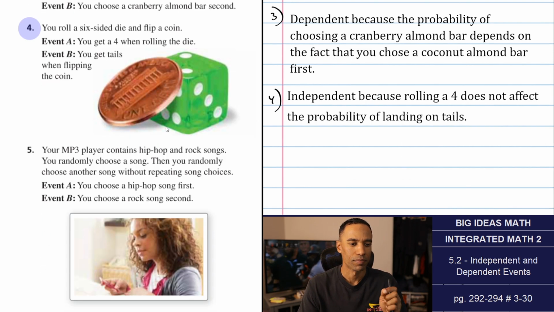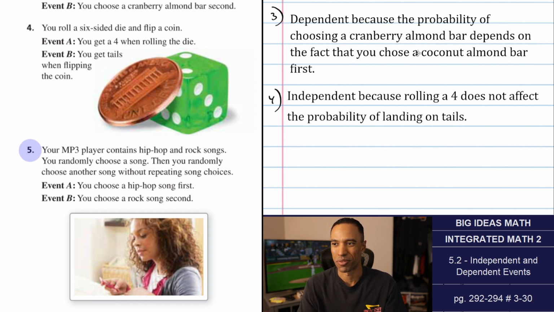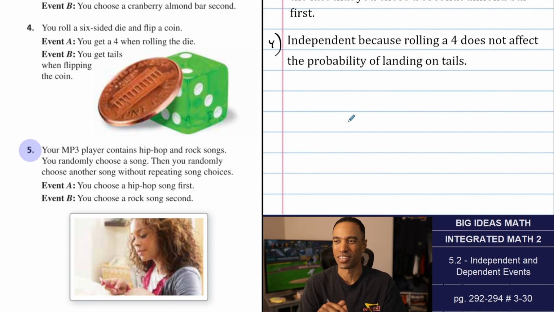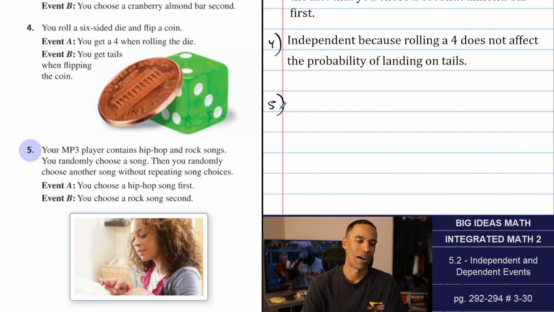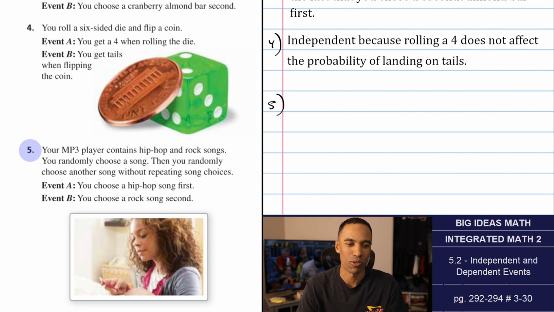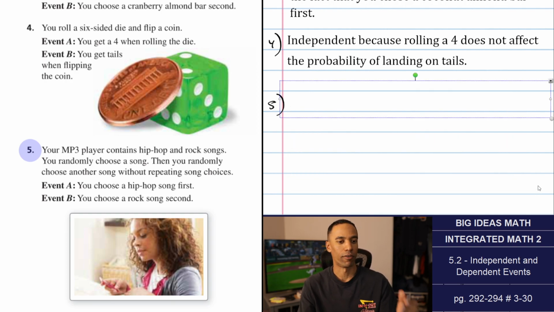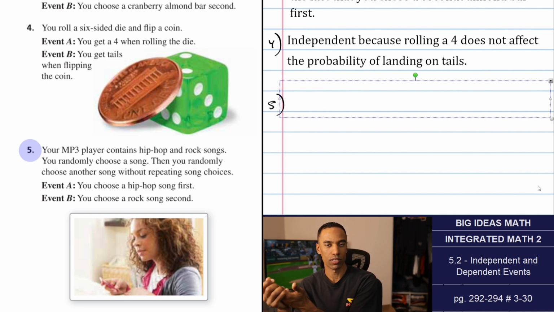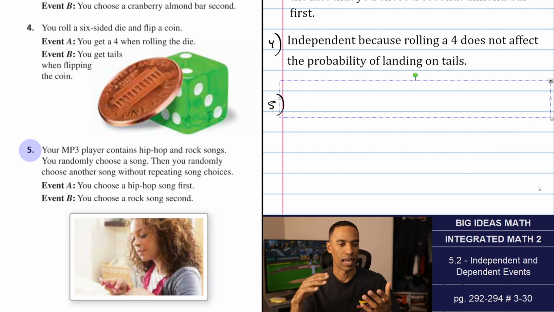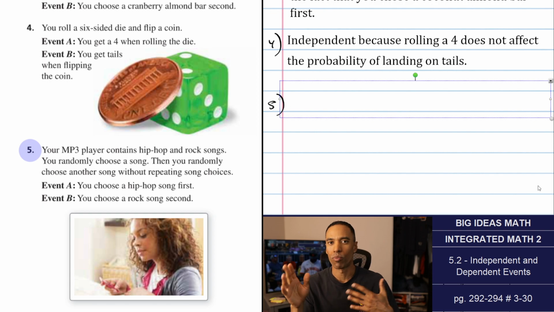Number 5. Your MP3 player. Do you guys know what an MP3 player is? I guess your phone these days. Your MP3 player contains hip-hop and rock songs. You randomly choose a song. Then you randomly choose another song without repeating the song choices. Because the song choices don't repeat, once that first hip-hop song was chosen, you're not going to choose it again. It won't be randomly chosen again.